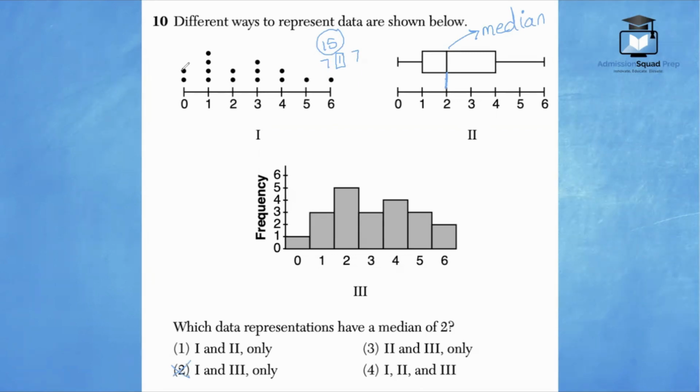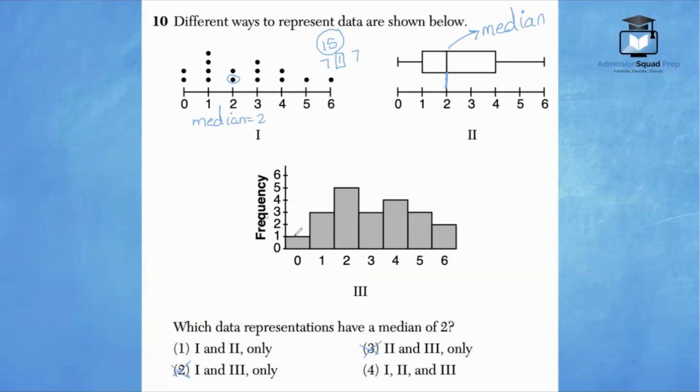We should still end up at the same answer. Let's count together to find the 8th data point. 1, 2, 3, 4, 5, 6, 7, 8. So the 8th data point is going to be a 2. So we know for sure that the median for the dot plot is 2. So we can eliminate answer choice 3 because it has omitted the dot plot as one of the answers. And we know for sure that the median for 1 and 2 is both 2.